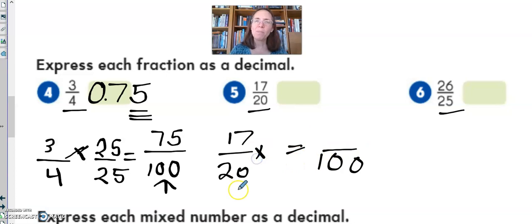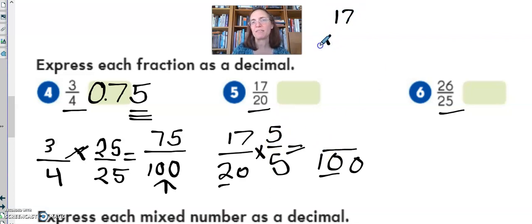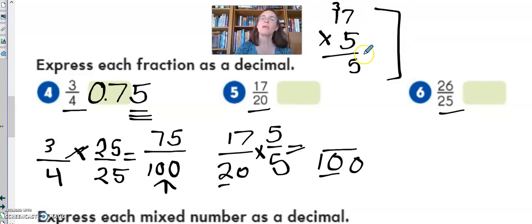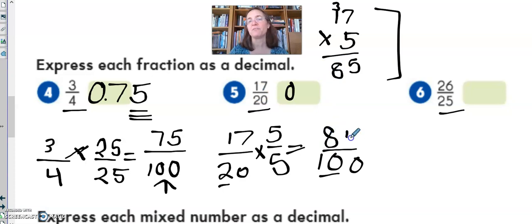Let's see. How many 20s in hundreds? How many 2s are in 10? The answer is 5. So if I multiply by 5/5, a form of 1, now I've got to do 17 times 5. Some of you are such snappy mathematicians, you can just rattle that off in your brain, and I'm sorry to slow you down, but I'm not that kind of mathematician. 7 times 5 is 35. I'm going to regroup my 10s up there and remember to add them in, and aren't you glad we taught you this year? 5 times 1 is 5, and 5 plus 3 is 8. So that tells me that this fraction is 85 hundredths, which will be the decimal 85 hundredths.